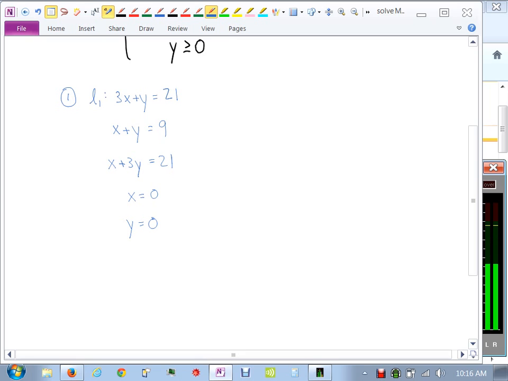Now we solve each of them for y so we can graph them, right? I'll do that next to them so I can graph them easily. Y equals negative 3x plus 21. Y equals negative x plus 9. Y equals negative 1/3 x plus 7. The last 2 don't change.